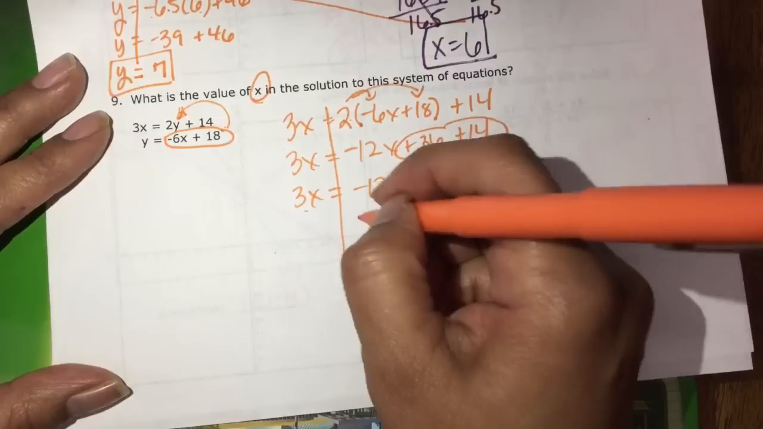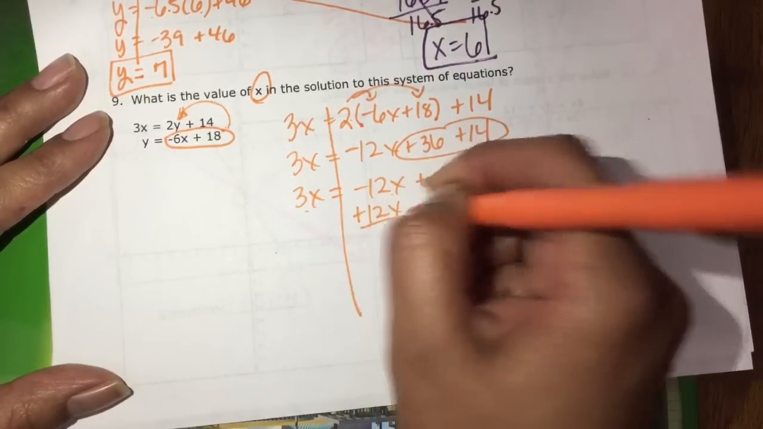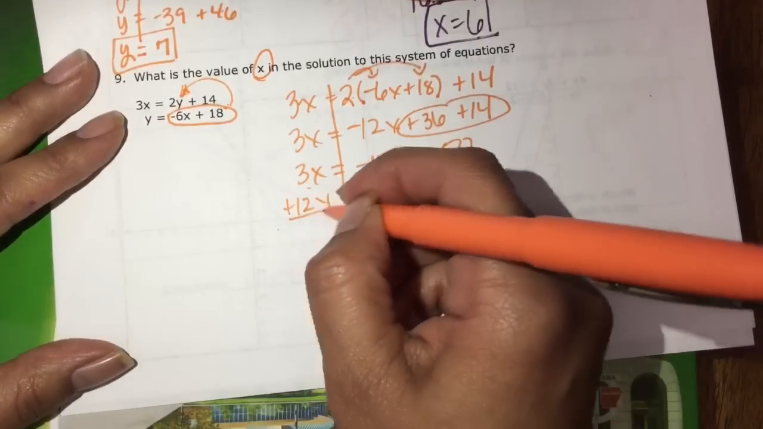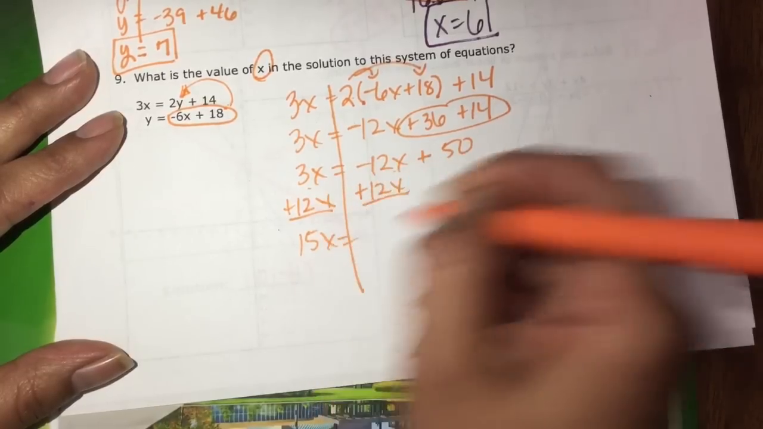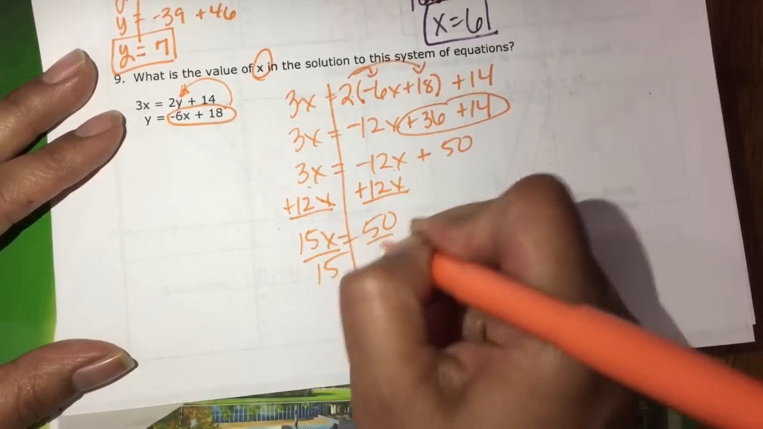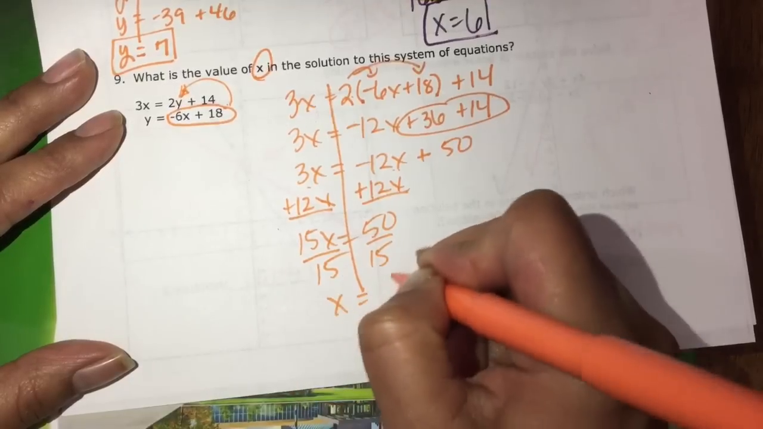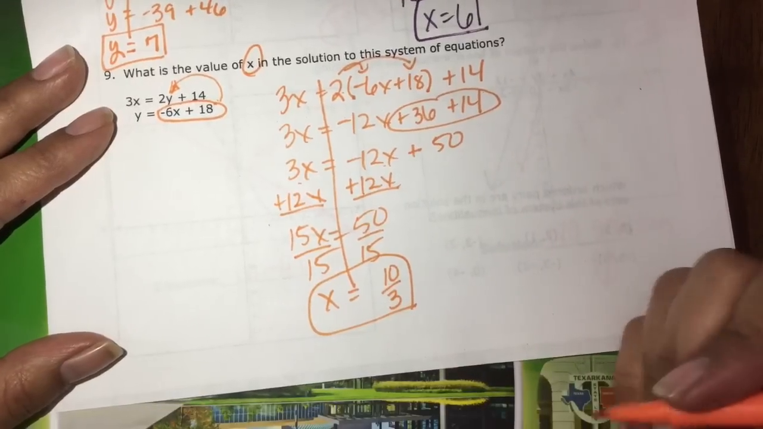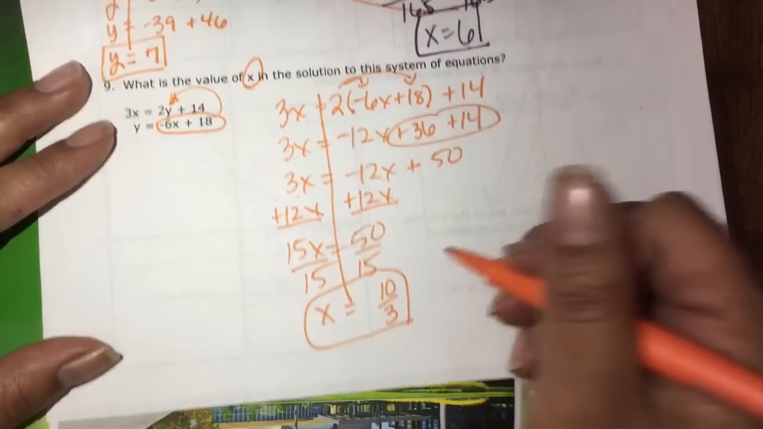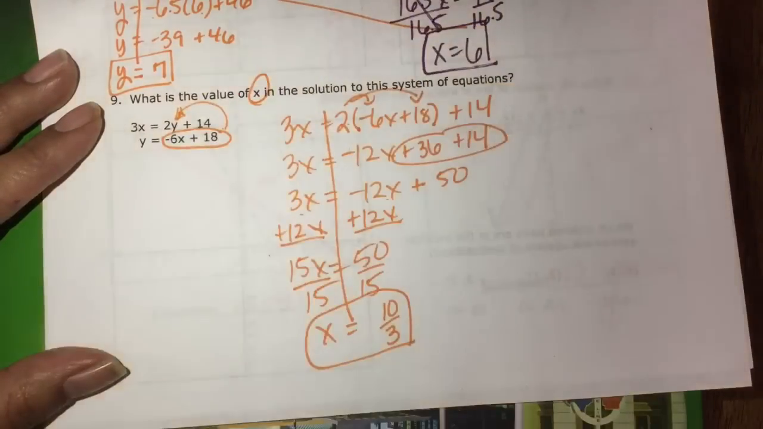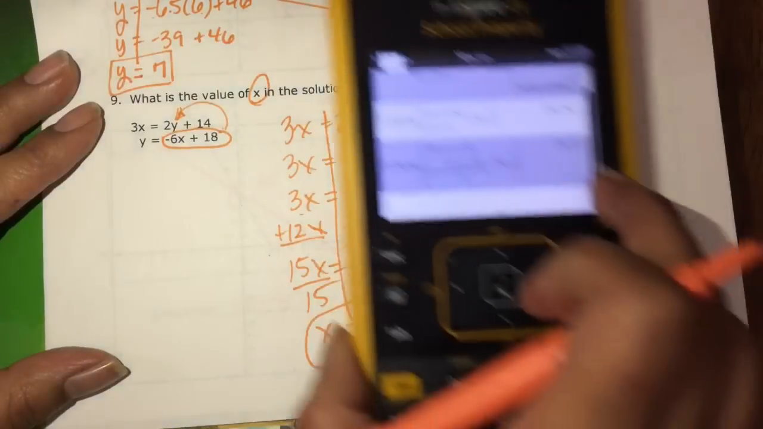Now move the variable over to the left side of the equation. So we're going to add 12x. So what's 3x plus 12x? We get 15x equals 50. And now divide both sides by 15. You get x equals 10/3. You can leave your answer in that form. You did not need to solve it. That is our answer to the problem, because all it's asking us is to find the value of x.